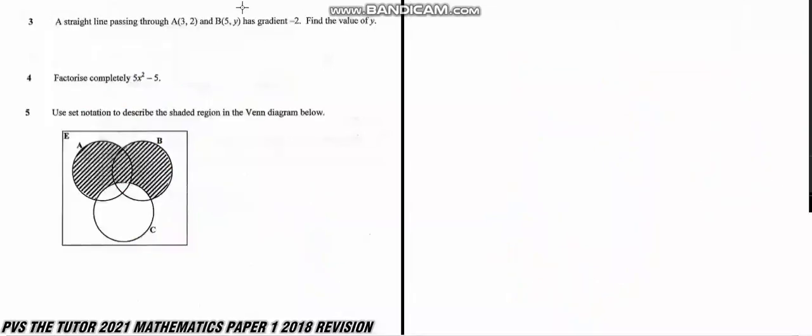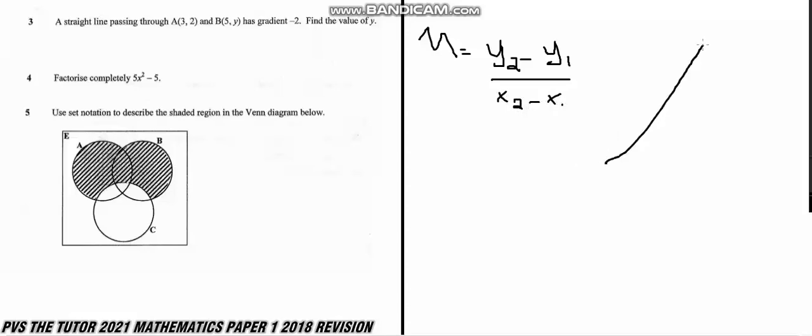Let's go to question 3 that says a straight line passing through A(3, 2) and B(5, y) has a gradient negative. Find the value of y. Before I go further, let me talk a bit about gradient. Gradient, letter M, is equal to y2 minus y1 over x2 minus x1. Now these are lines. Imagine there's a line.